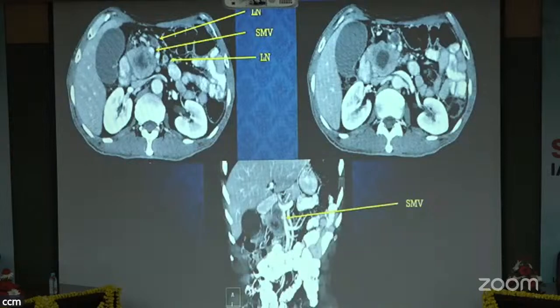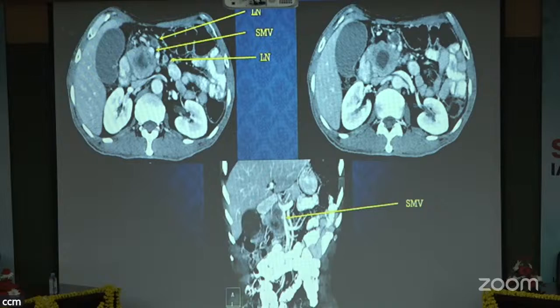Okay. So another case, here we have a mass in the head of the pancreas, and we can see it is almost 180-degree in contact with superior mesenteric vein, and this is the artery. So about 90-degree contact with the artery, about 180-degree contact with the vein, and slightly lower down, if you can see, it is also causing narrowing of the vein. So here we have both.